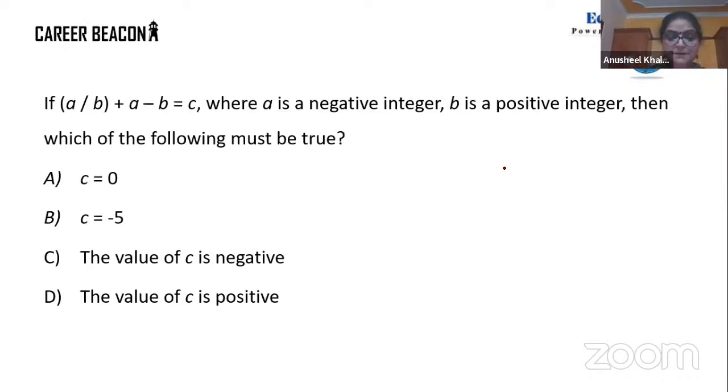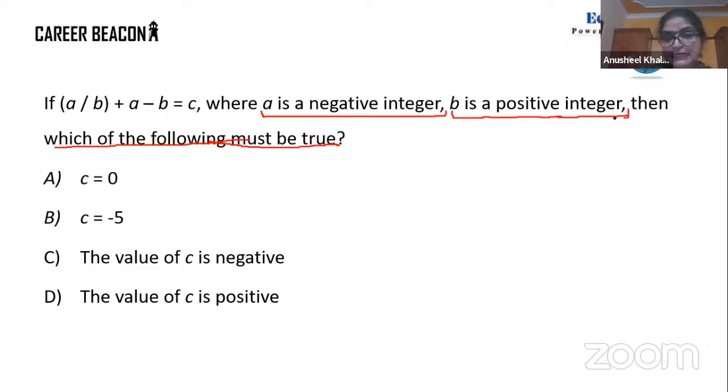In the previous question, we learned that we should use numbers that will make the math simple. So let's use some values as per the conditions given in the question. The question asks which of the following must be true, so you have to pick an option that must be true. The question says if A by B plus A minus B is equal to C, where A is a negative integer and B is a positive integer, then which of the following must be true? If you are given some condition in the question, you must assume values as per that condition.